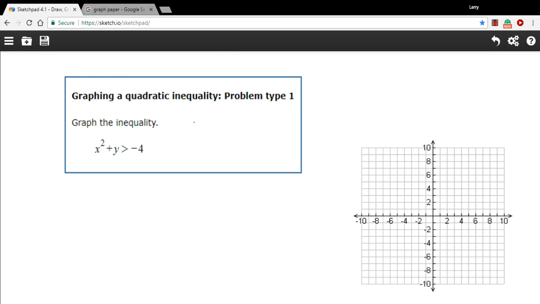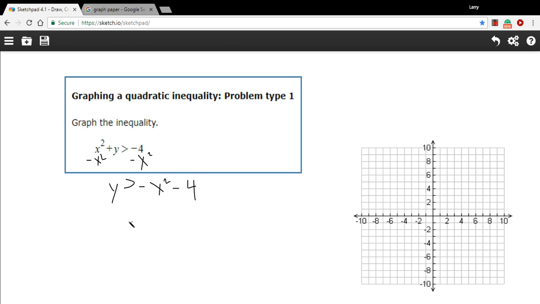In this problem, we need to graph a quadratic inequality. You can tell this is a quadratic because of the x squared, and it's an inequality because we've got a greater than symbol here. What we want to do first is get the y on one side of the equation and everything else on the other. So I'm just going to subtract x squared from both sides to start with. That will give us y is greater than negative x squared minus 4.